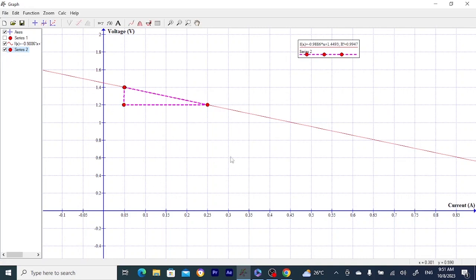So let's calculate the slope. Already, as I said, the software calculates the slope for you. It got my slope as 0.9886, so this is my most accurate slope. But let's just do a manual calculation.